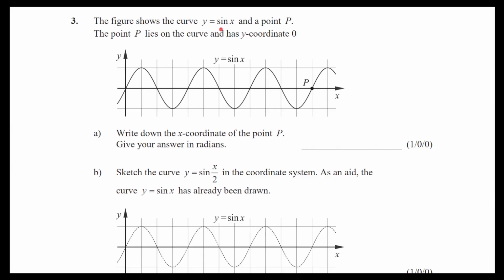The figure shows the curve y equals sine x. So that's the standard one. And a point P. The point P lies on the curve and has y coordinate 0, as you see on the picture. They're just explaining it. Write down the x coordinate of the point P. Give your answer in radians. I want to wait for you, because the other part is to sketch the curve. It is not hard, it's very simple. But let us wait for you to do this one.